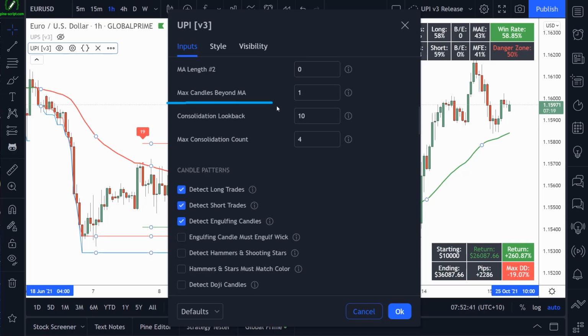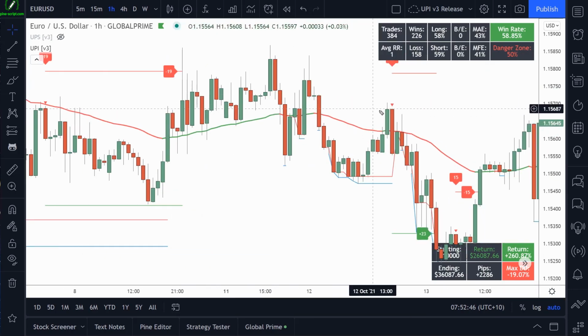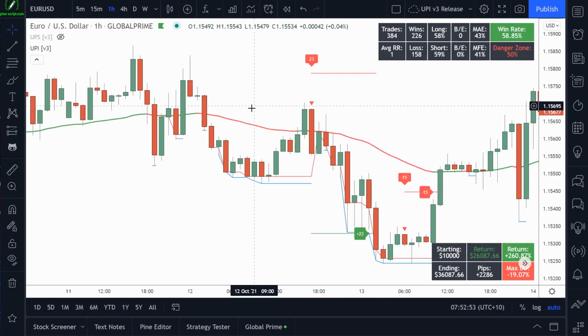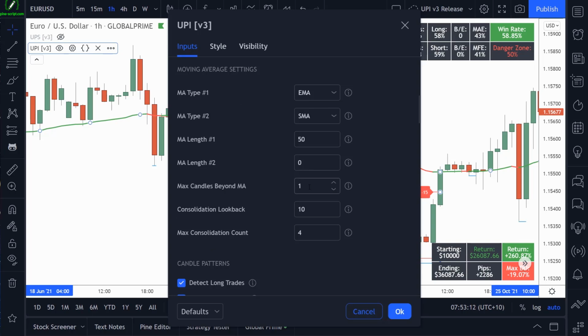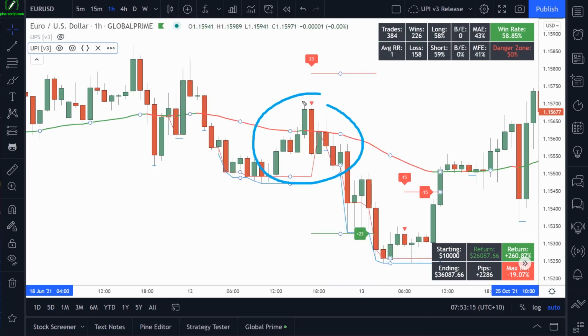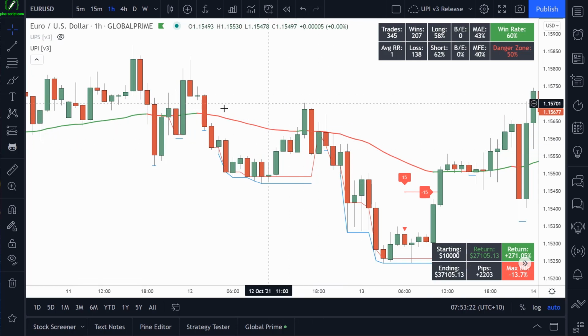Next, we have max candles beyond moving average. This determines how many candles are allowed to close above the moving average, or below for long trades. So here's a good example. Here, price has made a move below the moving average. It's pulled back to the moving average, and we've had one candle close above it, and then we had our signal. If I were to set max candles beyond MA to 0, this setup will be invalidated because we've had one candle close above the moving average. There you can see it just disappeared. And so this setup is now invalidated.